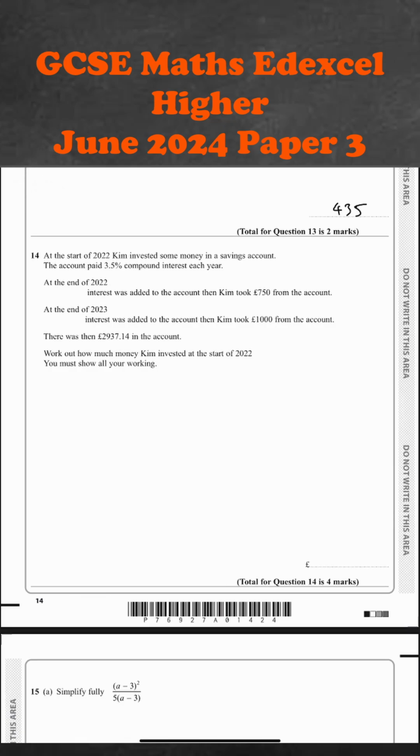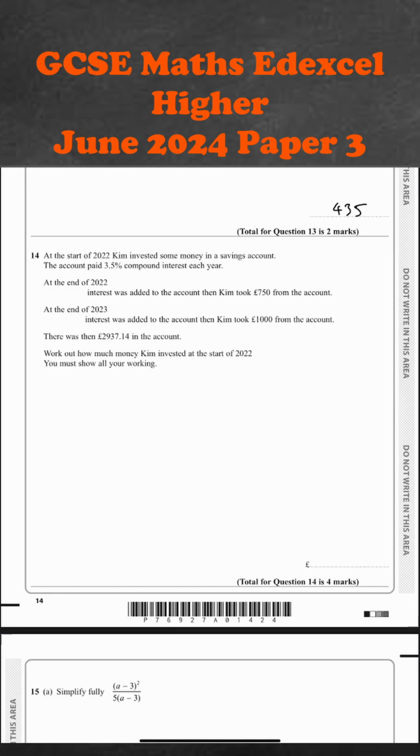14. At the start of 2022, Kim invested some money in a savings account. The account paid 3.5% compound interest each year. At the end of 2022, interest was added to the account, then Kim took £750 from the account. At the end of 2023, interest was added to the account, then Kim took £1,000 from the account. There was then £2,937.14 in the account. Work out how much money Kim invested at the start of 2022.